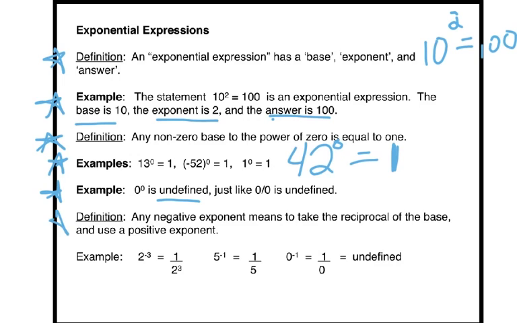Here's another definition. Any negative exponent means to take the reciprocal of the base and use a positive exponent instead. So for example, 2 to the power of negative 3 is really 1 over 2 to the power of positive 3. Or 5 to the power of negative 1 is really 1 over 5 to the power of positive 1. Or, a unique example, 0 to the power of negative 1 is really 1 over 0 to the power of positive 1, which is undefined because you cannot divide by 0.